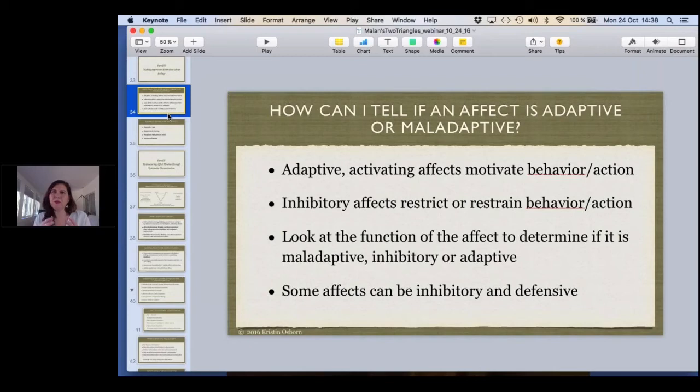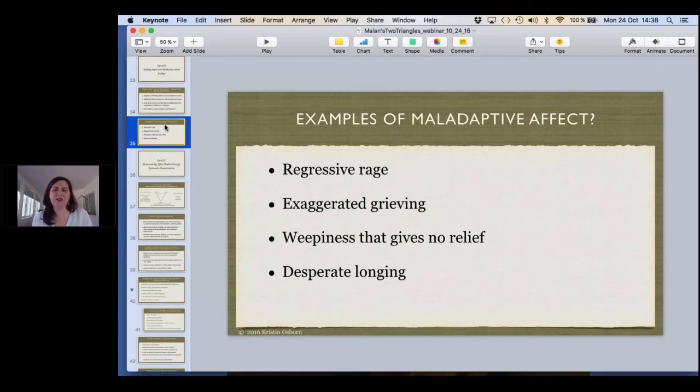But inhibitory has motion too, because it's a pulling back, right? Defensive is more like a wall. If I'm anxious, feeling all that anxiety inside myself, and then it rises to a panic attack, the minute the panic attack happens, it's a wall. I'm cut off, and again, there's no motion. With inhibitory, there is motion. It's just not motion forward. It's motion backward. Here are some examples of maladaptive affect: regressive rage, exaggerated grieving, weepiness with no relief, and desperate longing. And I see all of those in my office.